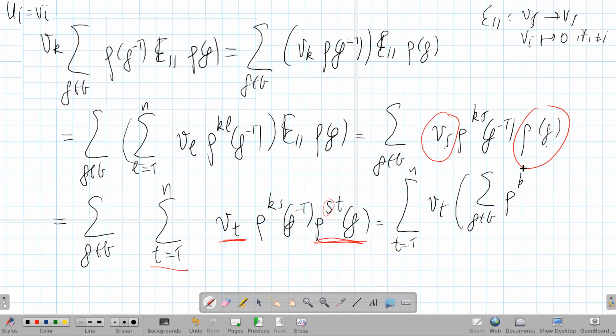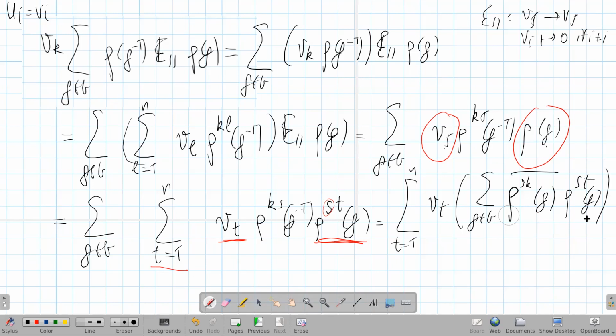Now, since I've taken an orthonormal basis, I replace this by rho sk conjugate of G. So I have taken the transpose conjugate of this, which is what we can assume.